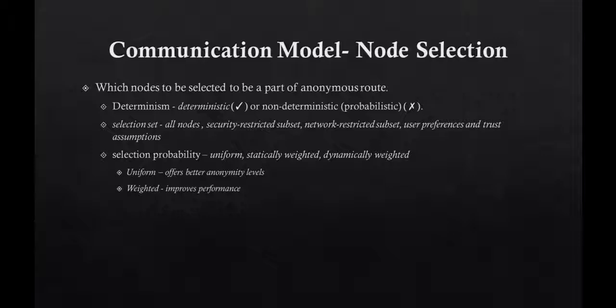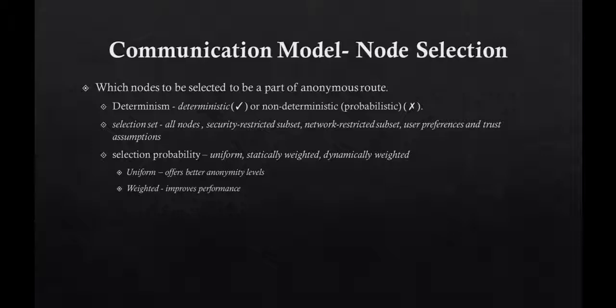Following out the types, it can be all nodes. Selection set may contain all the nodes, or security restricted subset in which all the nodes in a route must be in different IP subset, or network restricted subset is implemented if you want to avoid congested links or nodes, or user preferences and trust assumptions where the selection set can be user specific.